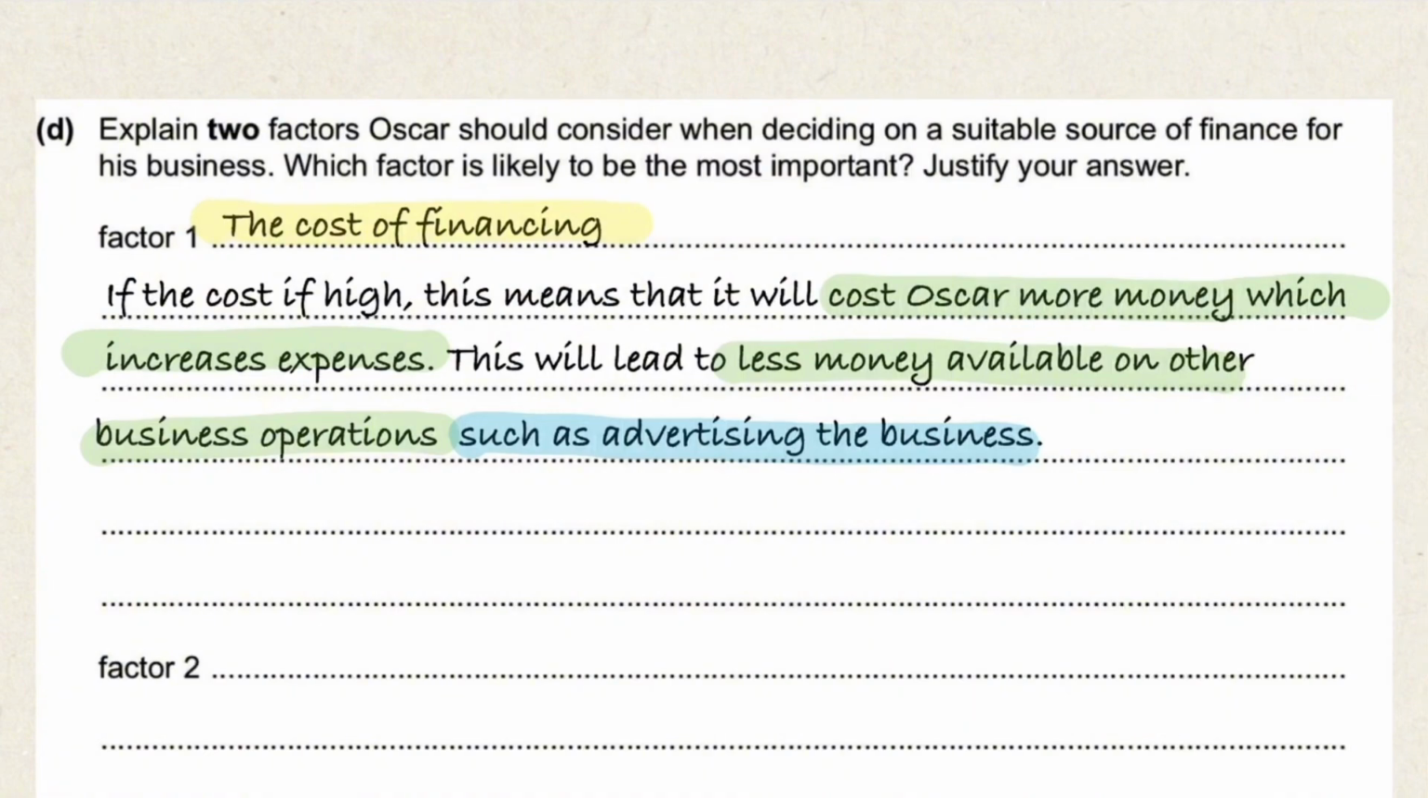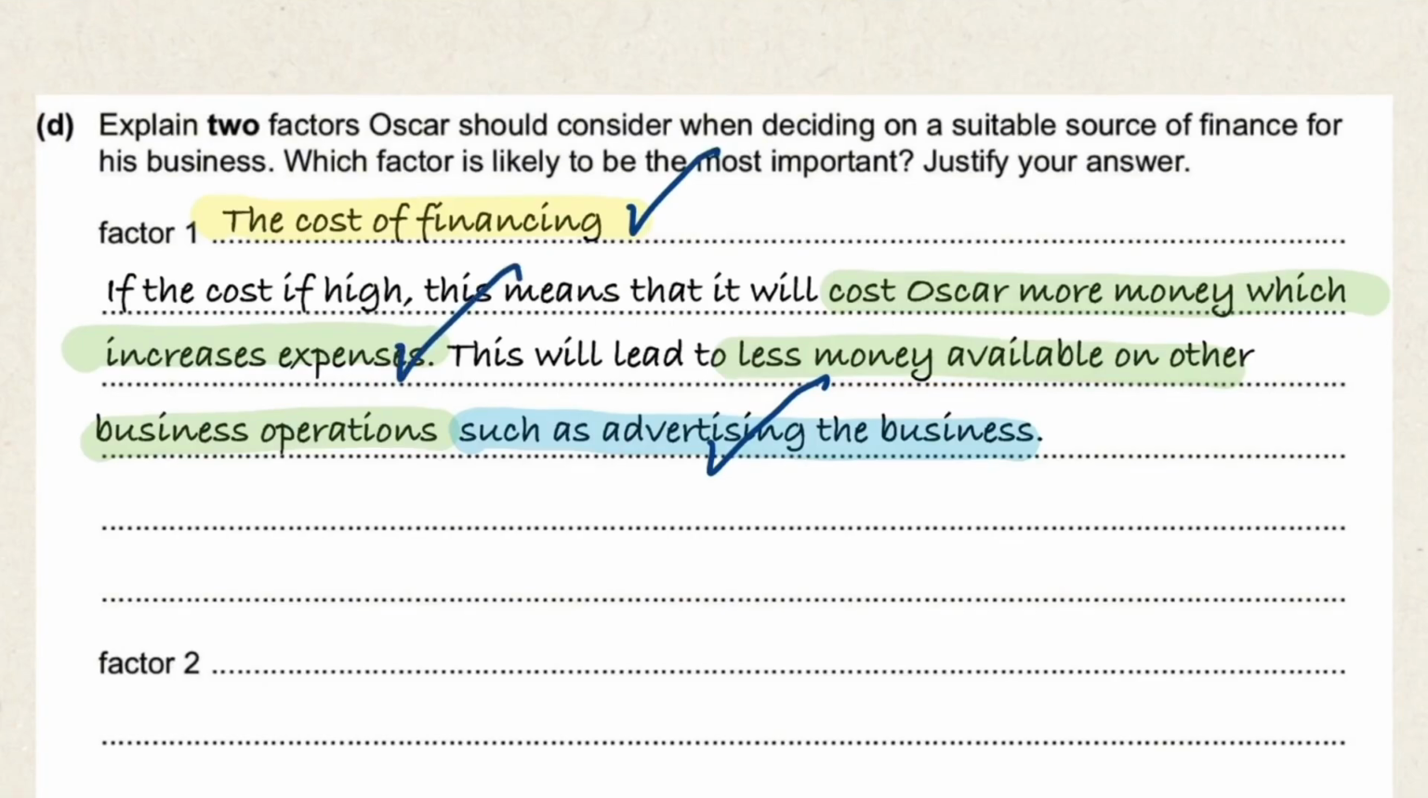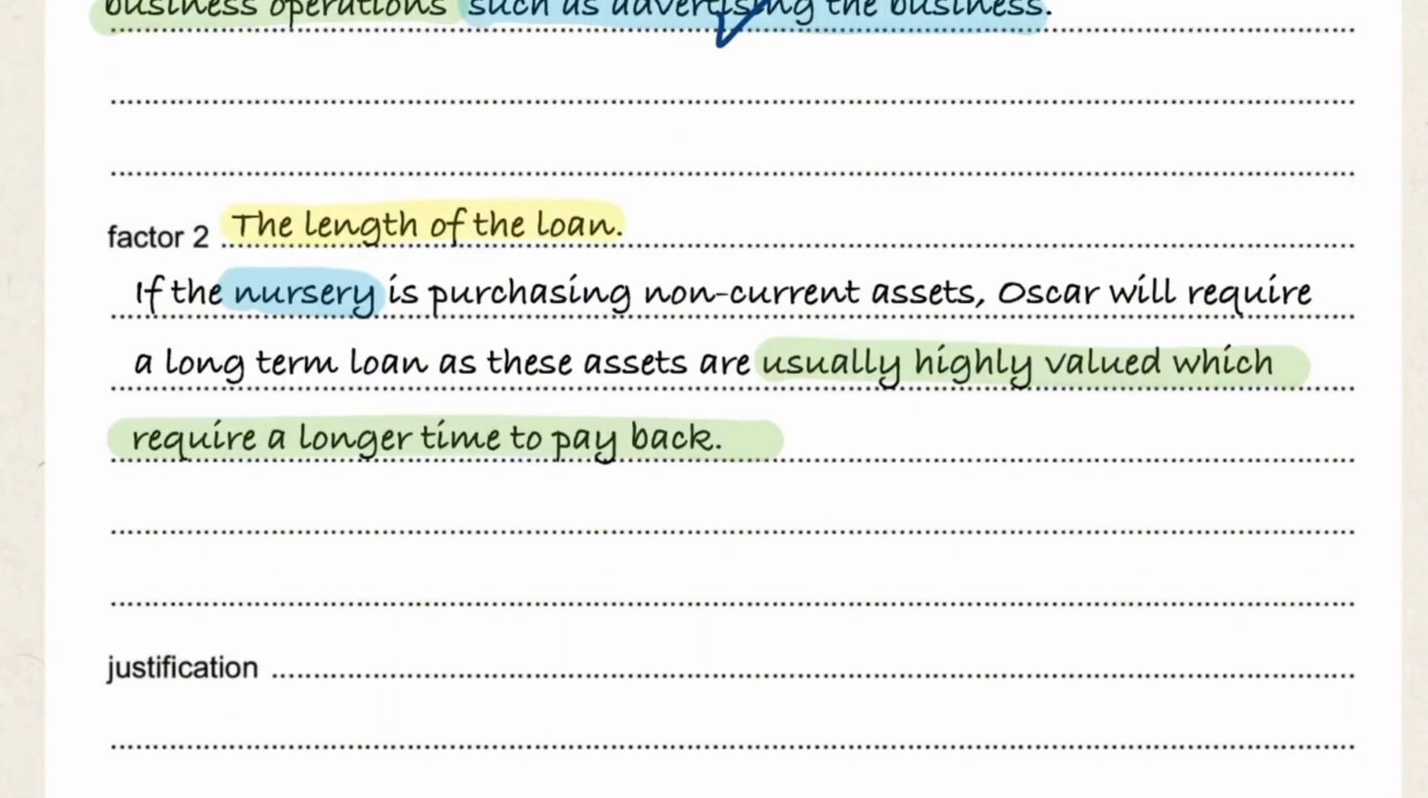Which factor is most likely to be the most important? Justify your answer. Factor 1, the cost of financing, which is our first knowledge point. If the cost is high, this means that this will cost Oscar more money, which increases expenses. This will lead to less money available on other business operations. For the application, I have chosen advertising, and for the analysis, the direct impact of the cost of financing is that expenses will increase.